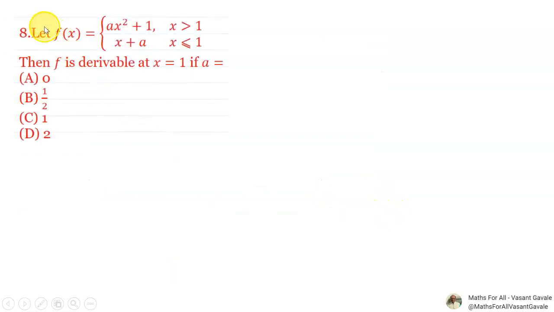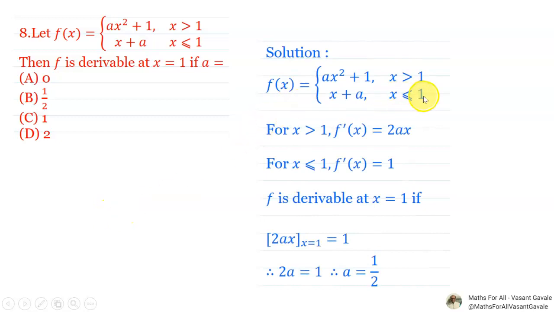Next, let f of x is equals to ax square plus 1, where x is greater than 1, and f of x is equals to x plus a, where x is less than or equals to 1. Then f is derivable at x is equals to 1 if a is okay. Now here the function f of x is defined. For x is greater than 1, f dash of x is equals to 2ax. For x is less than 1, f dash of x is equals to 1.